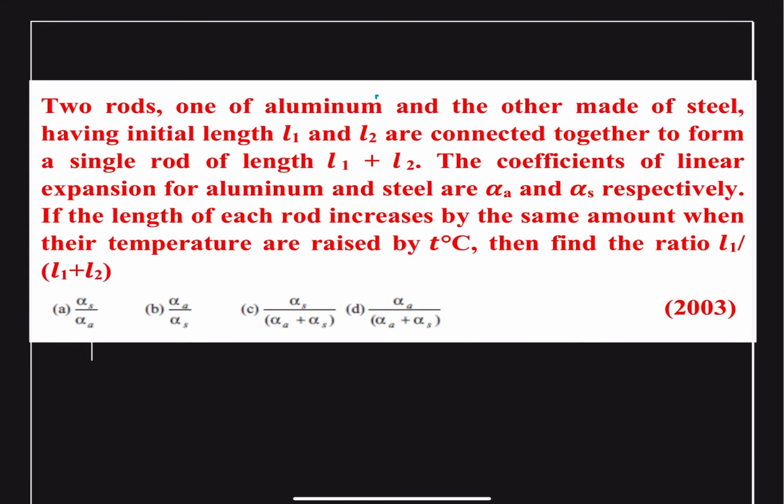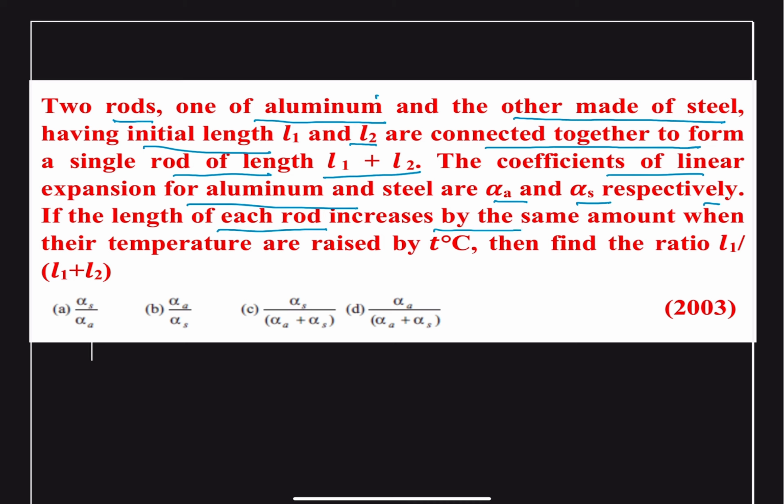Hello friends, in today's question, two rods, one of aluminium and the other made of steel, having initial lengths L1 and L2, are connected together to form a single rod of length L1 plus L2. The coefficients of linear expansion for aluminium and steel are alpha A and alpha S respectively. If the length of each rod increases by the same amount when the temperature is raised by T degree centigrade, then find the ratio of L1 by L1 plus L2.